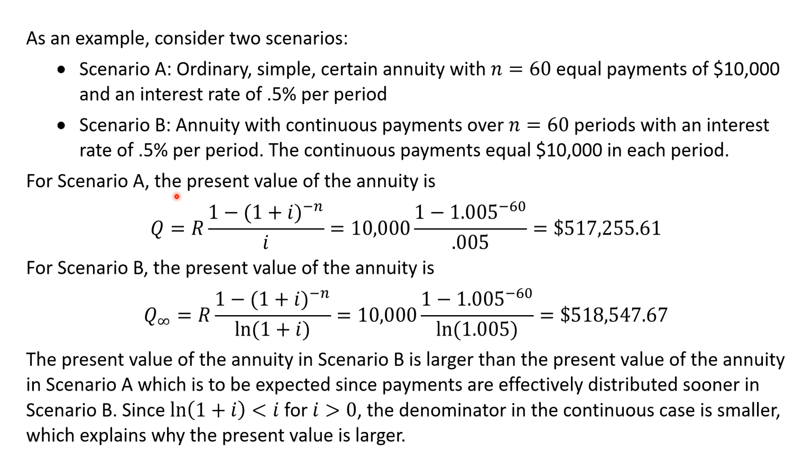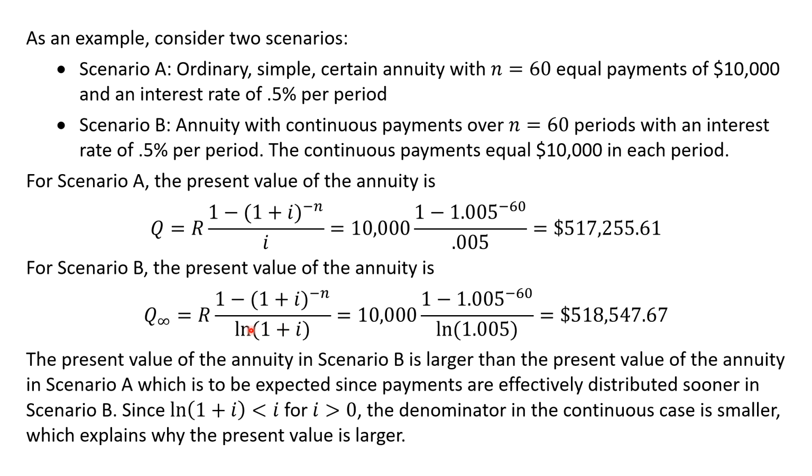So for scenario A, the present value of the annuity is here, just using our formula that we've derived earlier. So just plugging in the numbers, 10,000, 1 minus 1.005 to the minus 60, divided by that rate, and we get this here. And then we have the continuous payments.